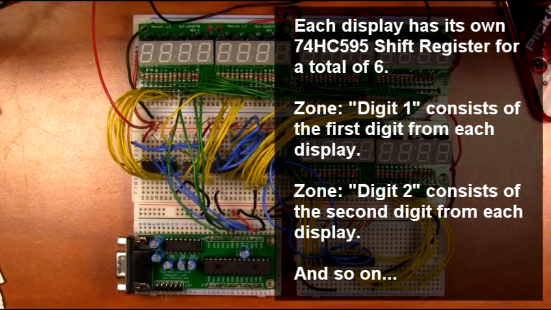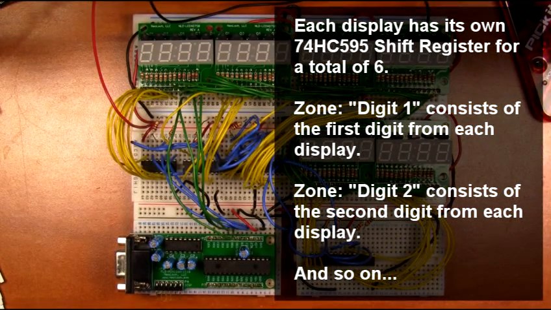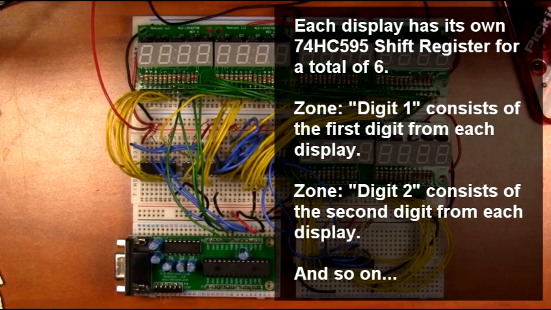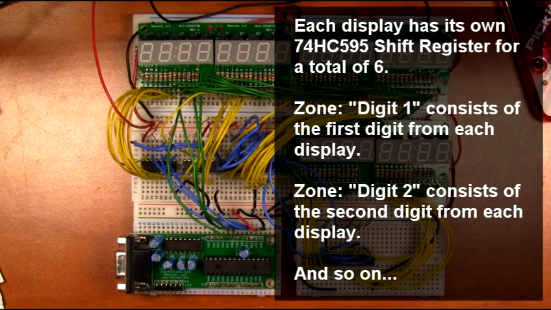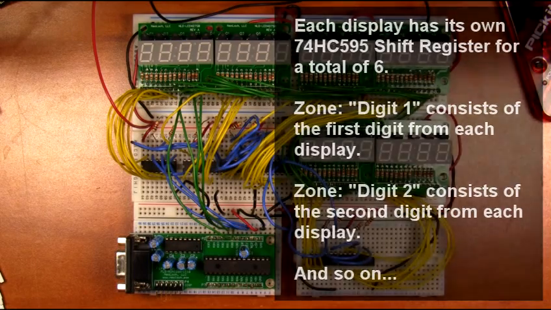Now back to the display. I assigned each 4-digit display a single shift register. That's a total of 6 shift registers to run the display. And each display is broken down into 4 zones, digit 1, digit 2, digit 3, and digit 4. Each zone covers all the specified digits in all the displays. So zone 1 covers digit 1 of display 1, digit 1 of display 2, and so on.